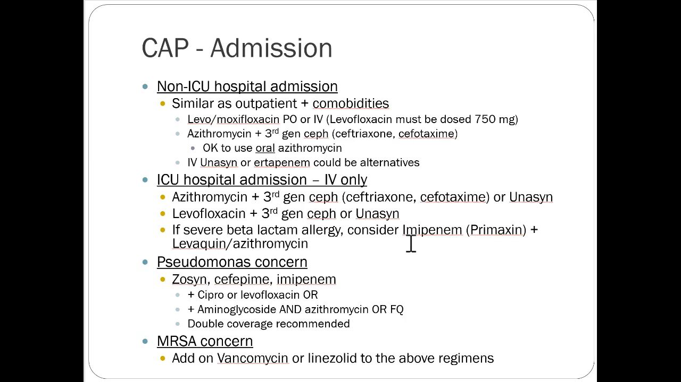You could use IV Unasyn, which is ampicillin-sulbactam, in place of a third generation cephalosporin too. But I wouldn't be a big fan of that just because it's got pretty significant anaerobic coverage. So you're going to have a little bit more effect on the GI tract than you might need. You don't really need to wipe out somebody's GI flora if you don't have to. So in this case, I would recommend avoiding it. But it is an option and it is okay per the guidelines.